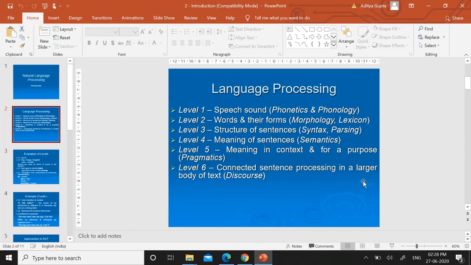This is required for artificial intelligence because right now we have so many applications which use your voice for processing the content or the data. So for that, this is a very important topic, natural language processing. Right now I am going to explain the 6 phases.